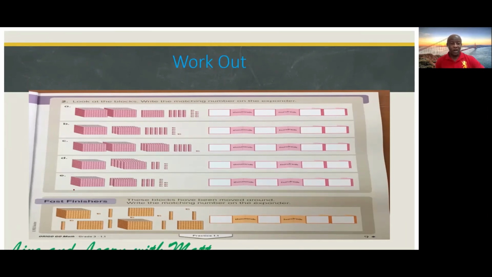Number 2 of the workout, page 9. Look. Write the matching number on the expander. The expander is to your right. So for part A, what is the matching number to the thousands? That's correct. We have 2. So we write 2 here. 1. So we write 1 here. How many do we have there? That's correct, 4. So we write 4 here. And the ones, we have 9. So we write 9 there. And we can read it to be 2,149.